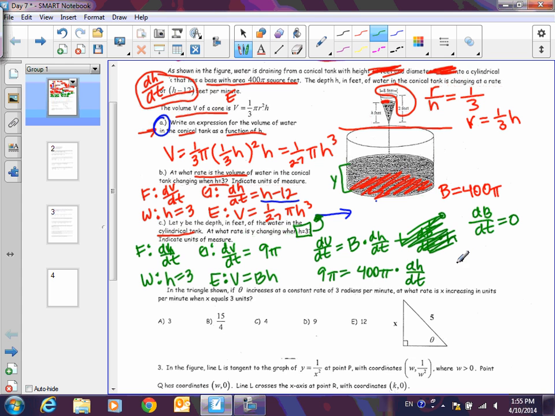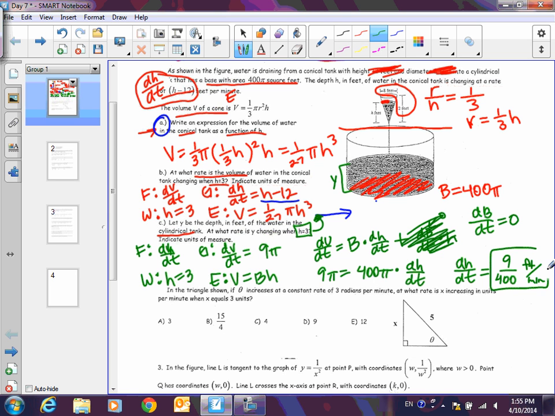Okay, so then final answer. What's dH over dt? Without a calculator, 9 pi over 400 pi. 9 over 400. So I'm just going to write it's 9 over 400. Although you could write 9 pi over 400 pi, and that's right. You don't have to simplify these. And then it's dH. It's not volume or anything. So it's just feet per minute.